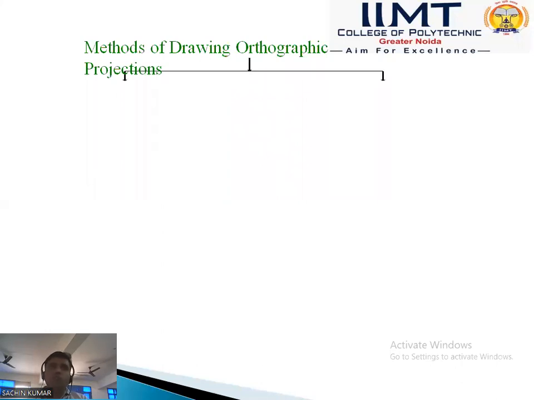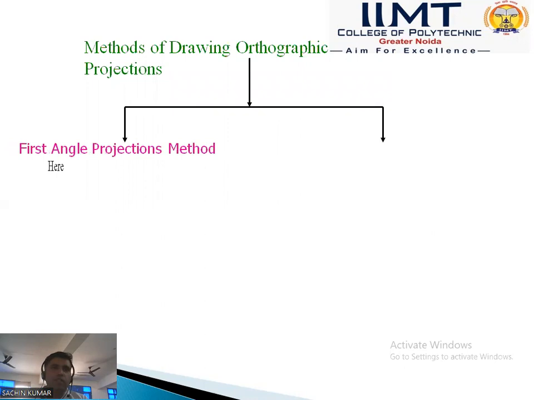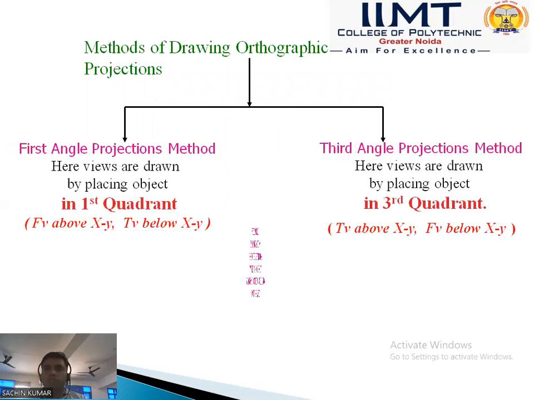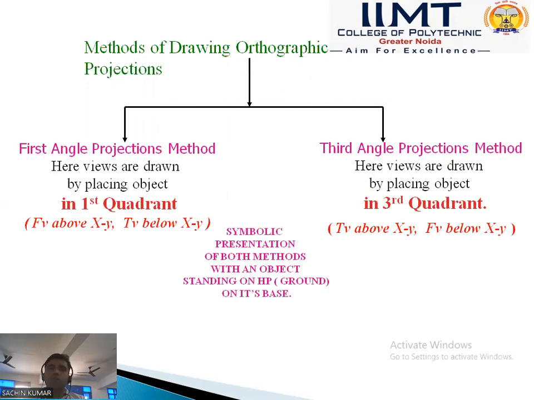We can use only two methods: the first angle projection method and the third angle projection method. In the previous slide we discussed four quadrants, but we can draw only with the first angle and third angle projection methods. In the first angle projection method, the object lies in the first quadrant, above the HP and in front of the VP.